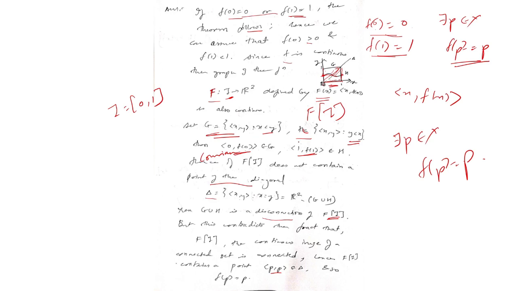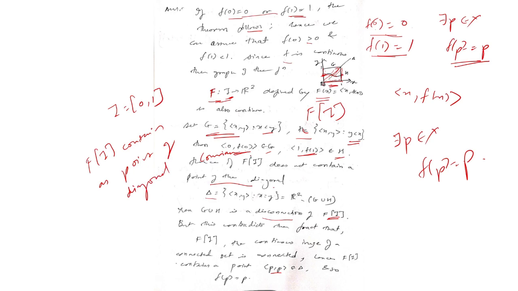Okay, so here you have two points. Now you can see that from here 0 and its image, this point lies in which part? G. And similarly 1 comma f of 1 lies in which part? H, right? Hence, now if we consider f of I, we have to prove that f of I, for the function f we have defined, contains a point of the diagonal.